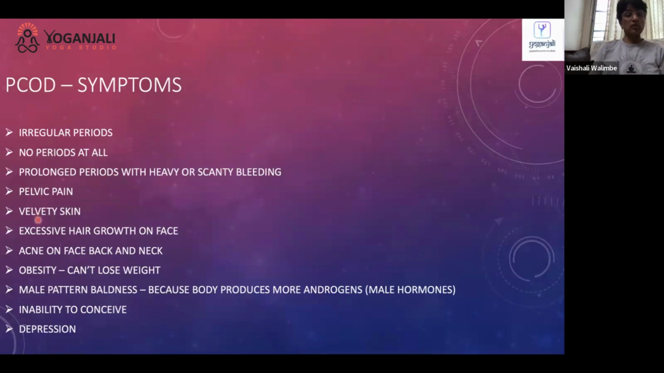Skin also, skin type changes because the blood circulation also is not there, so skin type also changes.